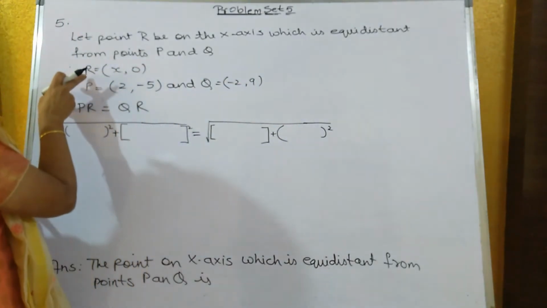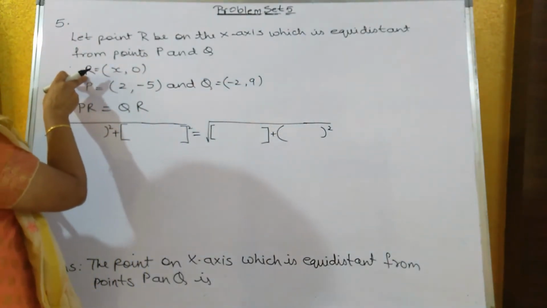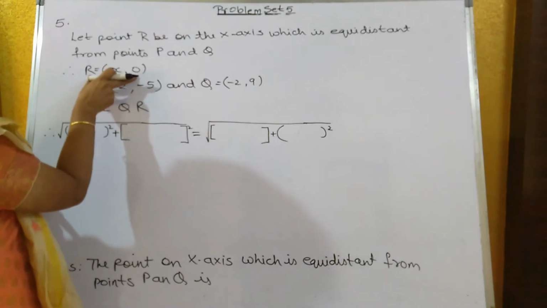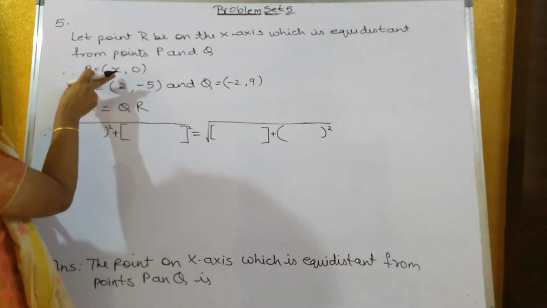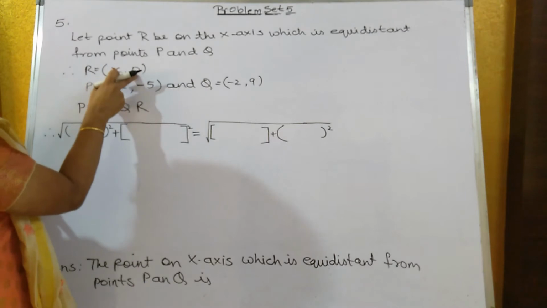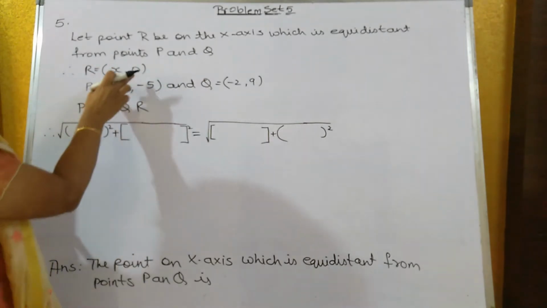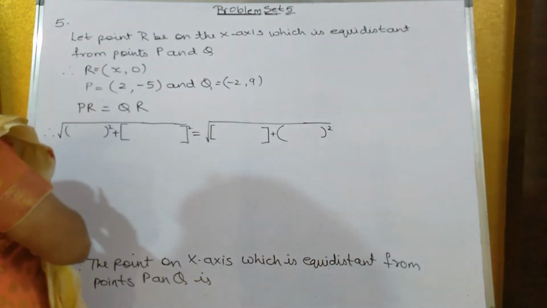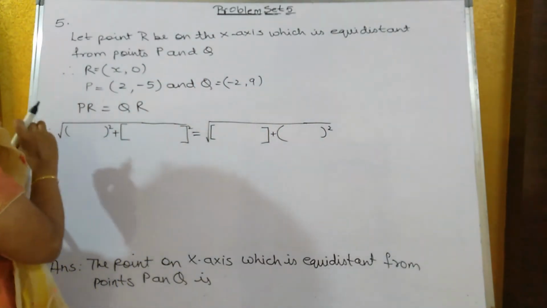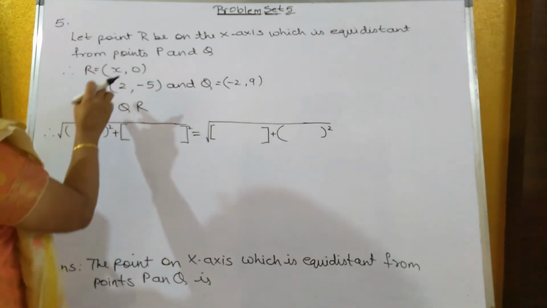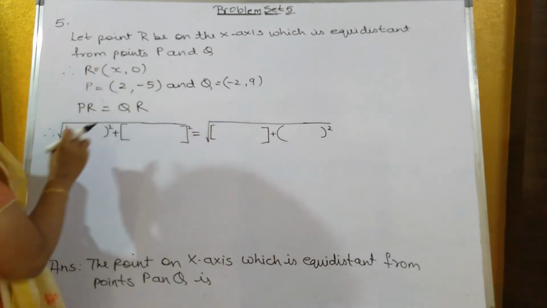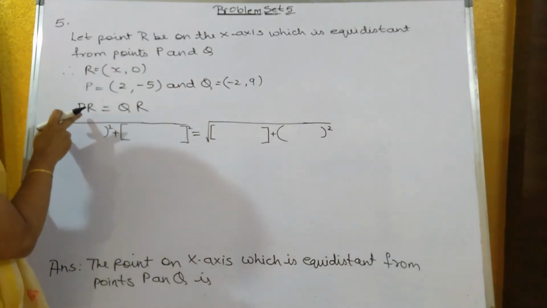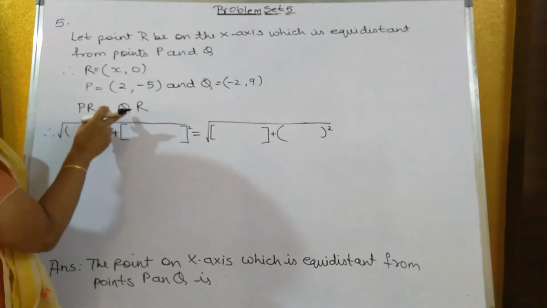Since over here the R is on the x axis, so y coordinate has to be 0. So the coordinates of R is what? X, which we have to find out, and y coordinate we already know it is 0. Why it is 0? 0 क्यों है? क्योंकि वो x axis के ऊपर है, तो x axis के ऊपर रहेगा तो y coordinate हमेशा 0 रहेगा. तो R will be x and 0, and P and Q is already given. So according to the distance formula, PR is equal to QR.